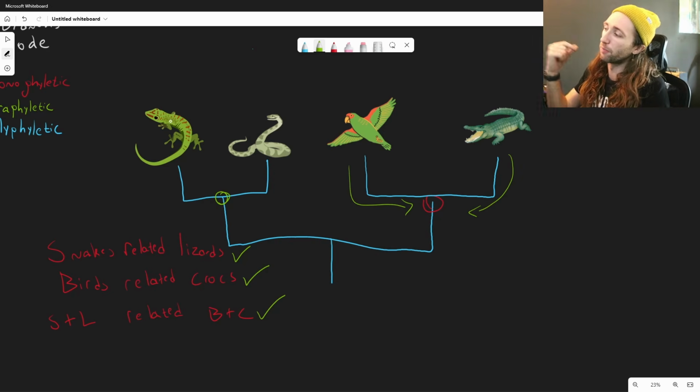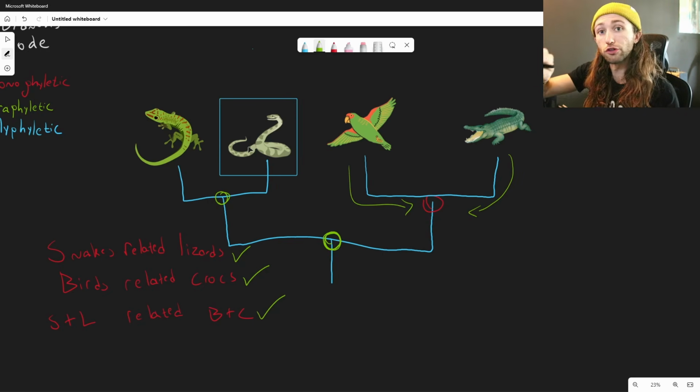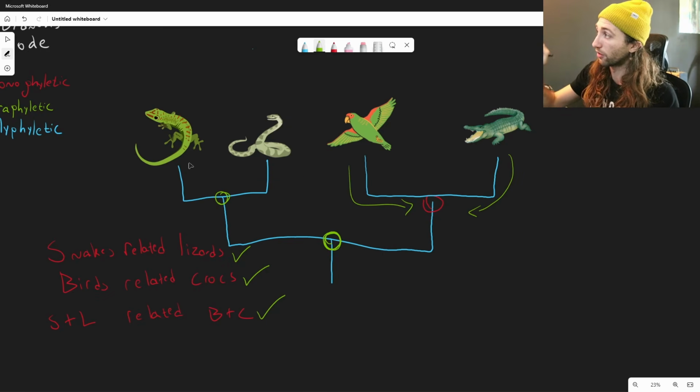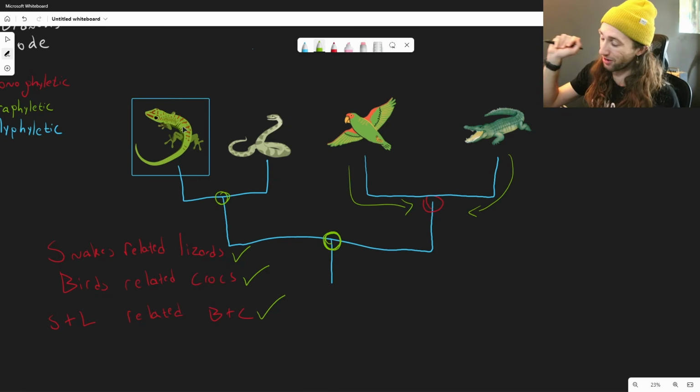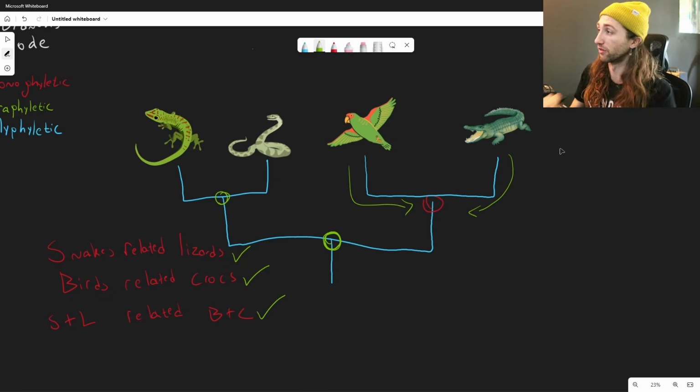But let's do another big rotation, okay? Let's say we want to rotate around this node here, okay? So this is a big rotation. Now, it's going to be a little messy. So what I'm going to do is I'm just going to rotate these 2 clades, again, the reptiles, the snakes and the lizards, and the birds and the crocs. We're going to rotate around that axis, okay?